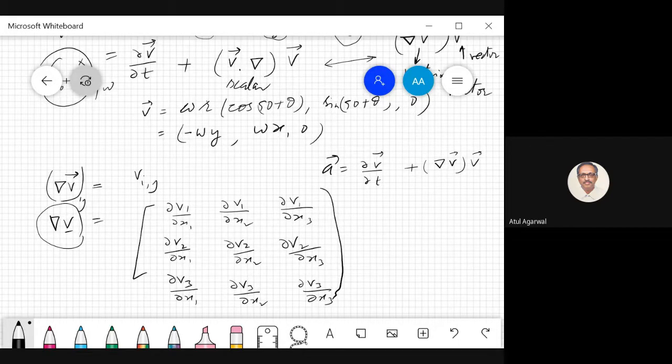Now we have to find this. So what is del V1 by del X1? This is V1, so it is 0. Del V1 by del X2 is minus omega. Del V1 by del X3 is 0. Del V2 by del X1 is omega. Del V2 by del X2 is 0. 0. So these are all zeros. So you got your gradient of velocity vector.